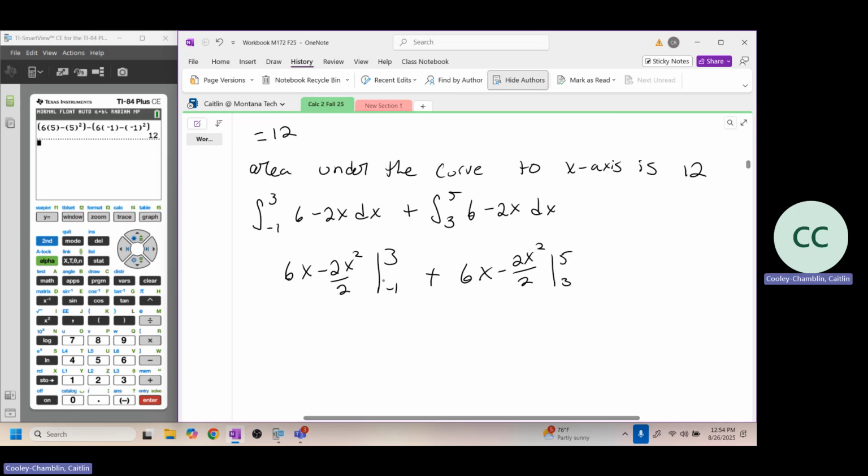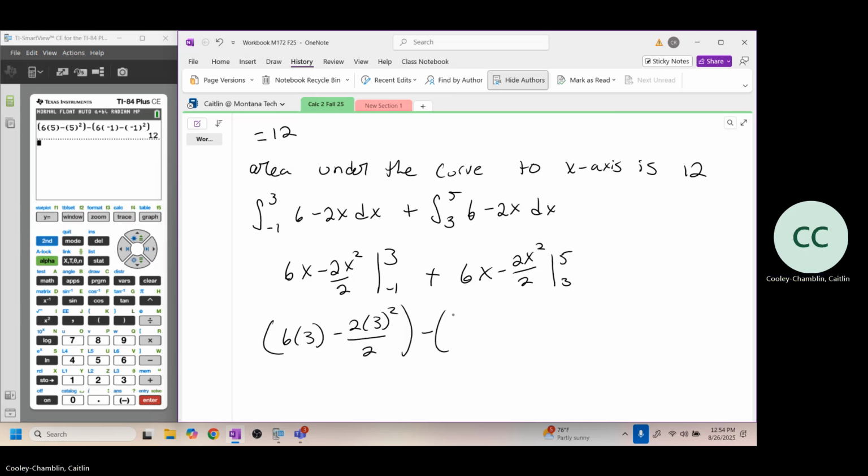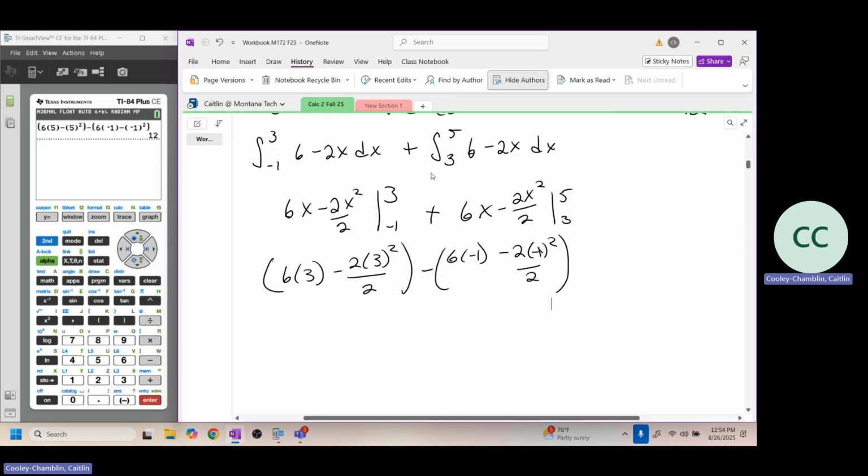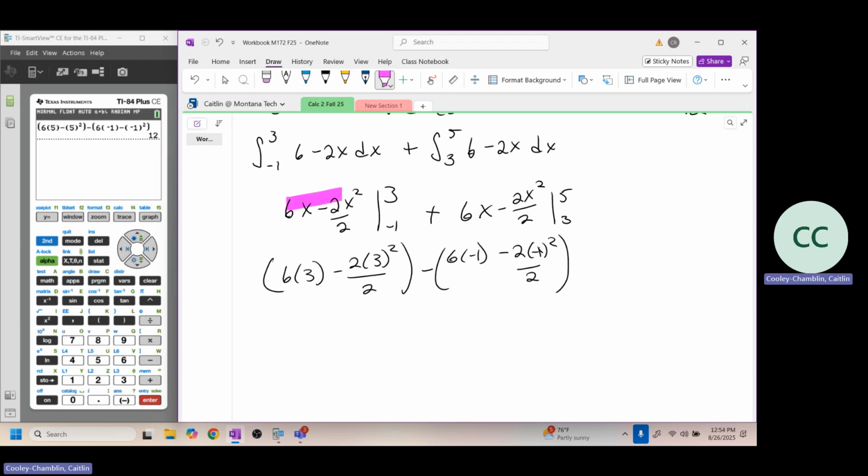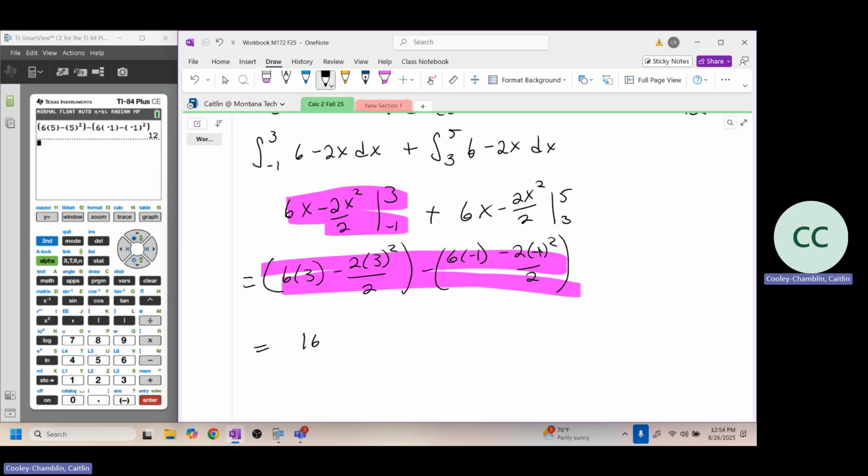Okay, so we're going to plug this in. And so we get 6 times 3 minus 2 times 3 squared over 2 minus 6 times -1 minus 2 times -1 squared over 2. And if you type that piece into your calculators, what you get for that piece is 16.